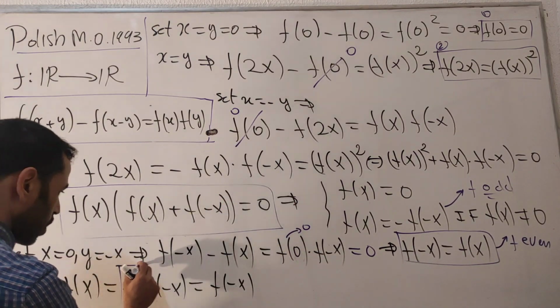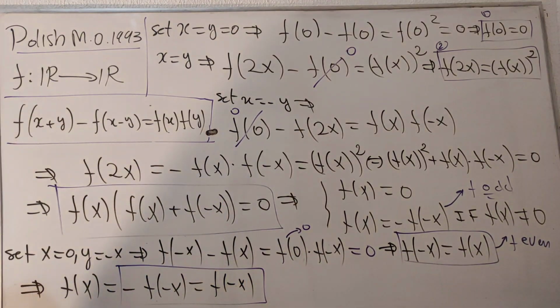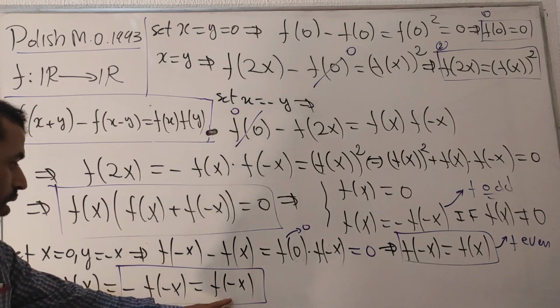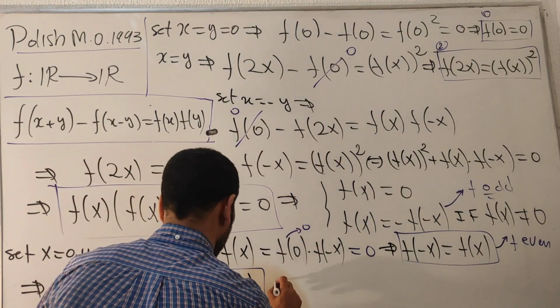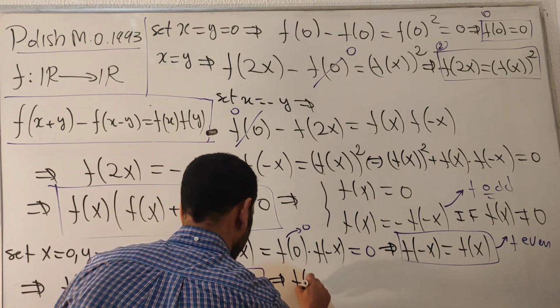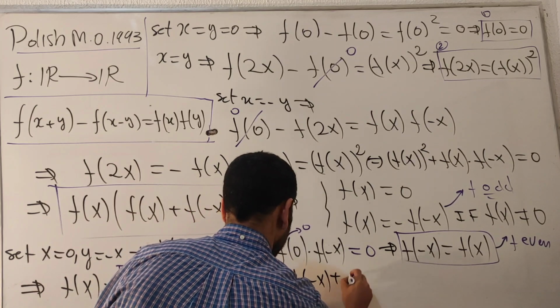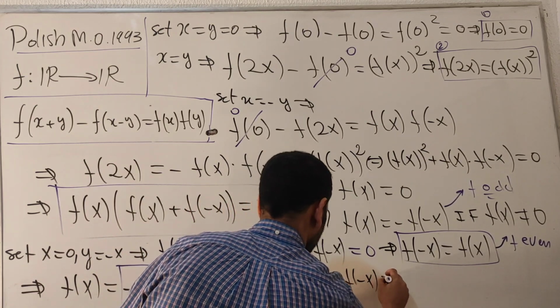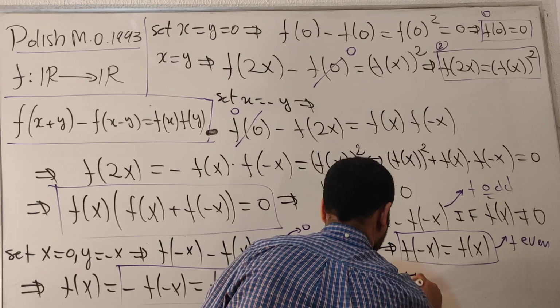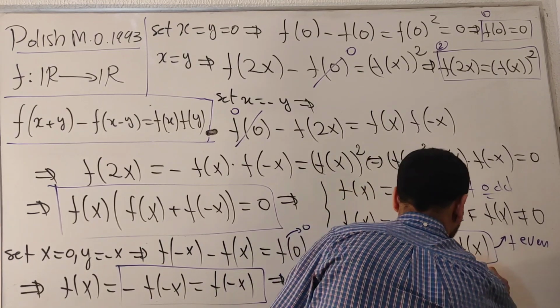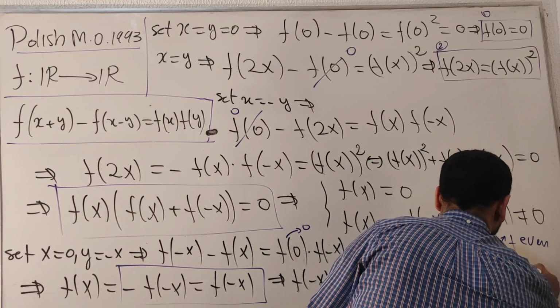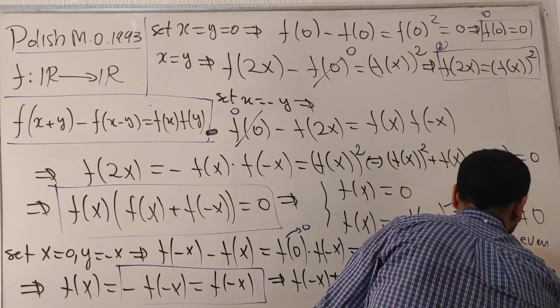Now I'm going to work on this one. So we have minus f of minus x equals f of minus x. Let's take this one to the right and solve the equation. So we get the following. You get f of minus x plus f of minus x, which equals 0. Equivalent: 2 times f of minus x equals 0. In other words, f of minus x equals 0.